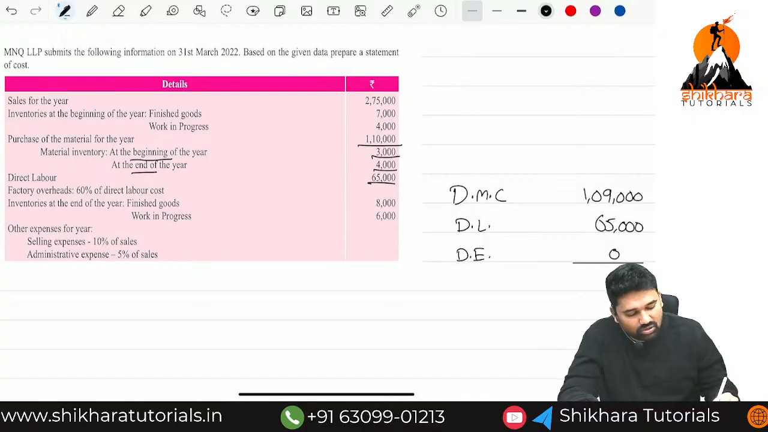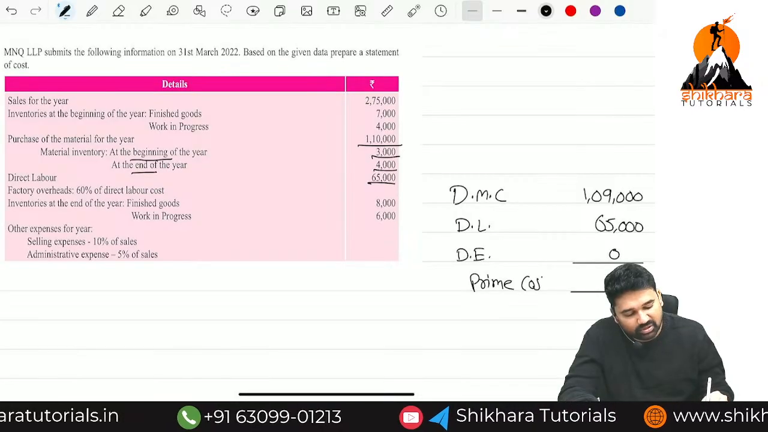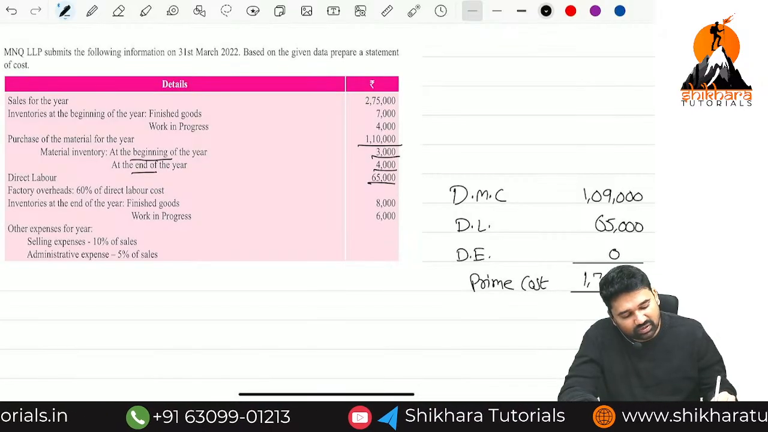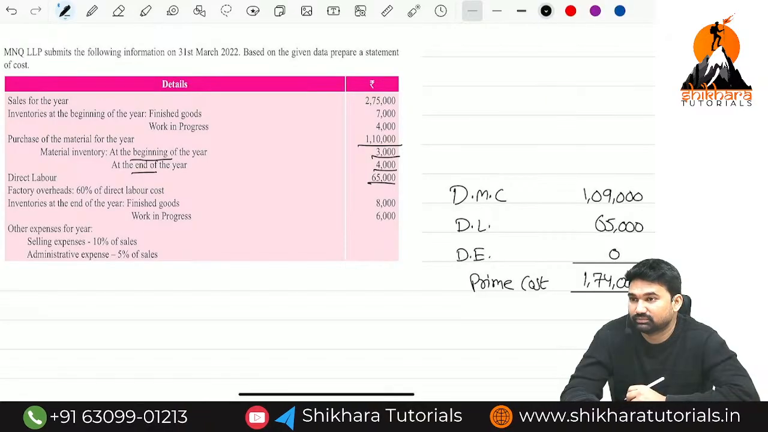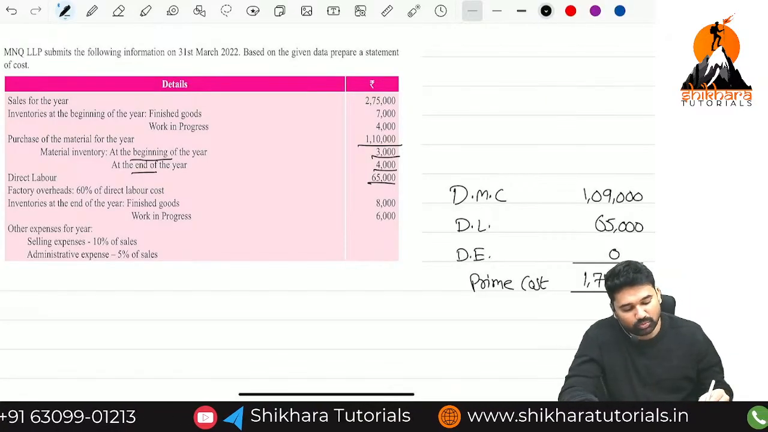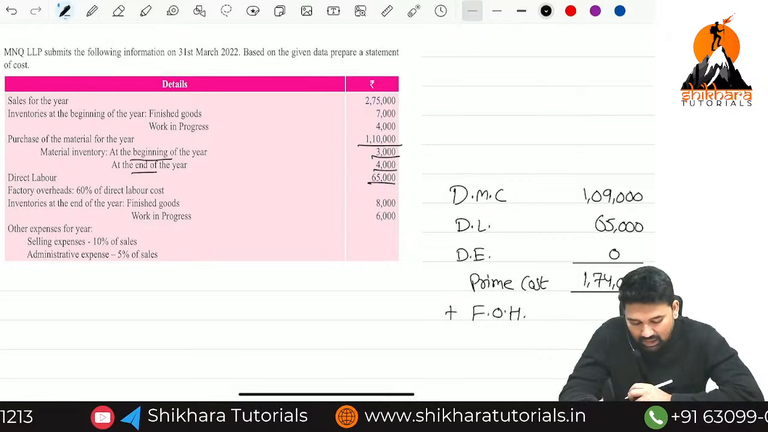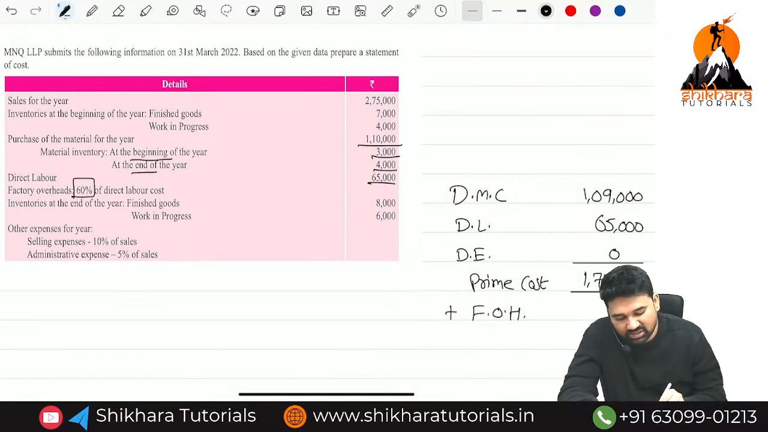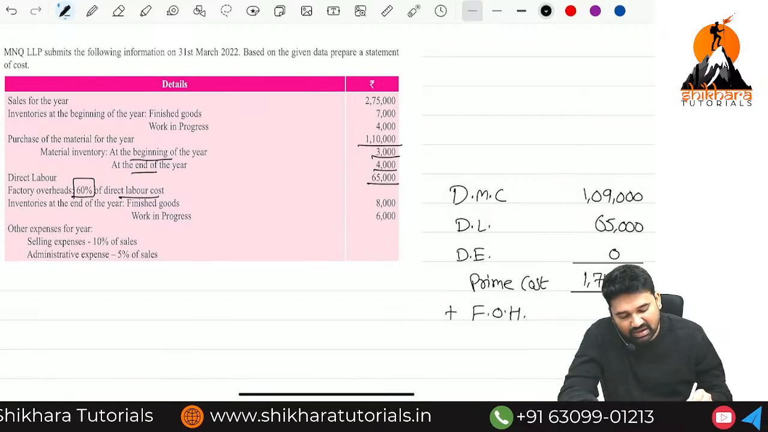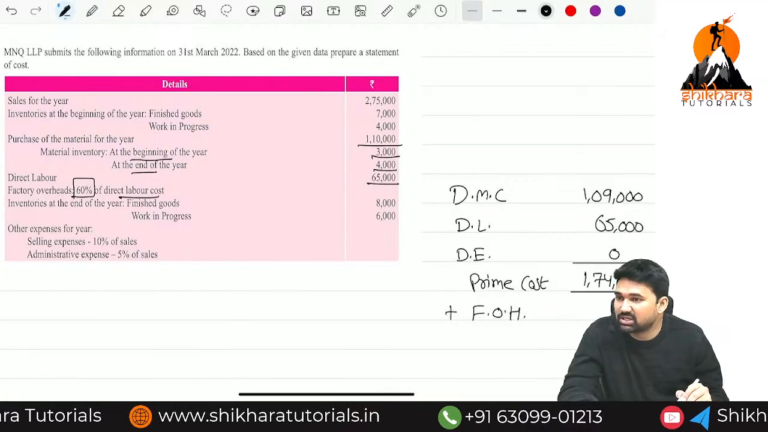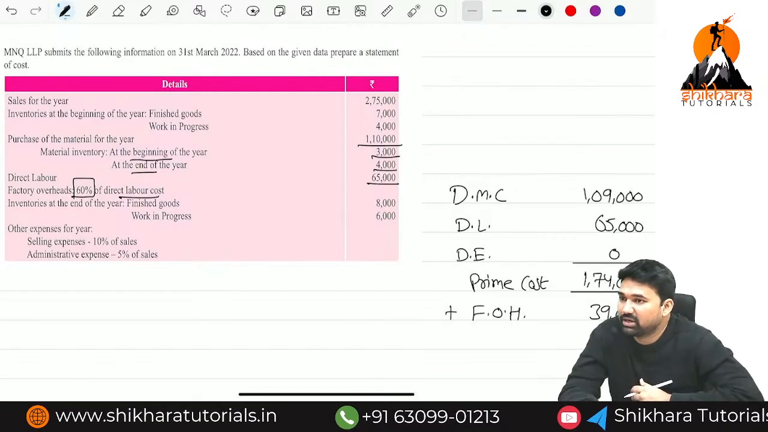So what is the result? This result will be called prime cost. And it will be 1,74,000 prime cost. To prime cost, what we need to add? Factory overheads. How much is factory overheads? 60% of direct labor cost. Direct labor cost is 65,000, and 60% of it will be 39,000. Factory overheads 39,000.